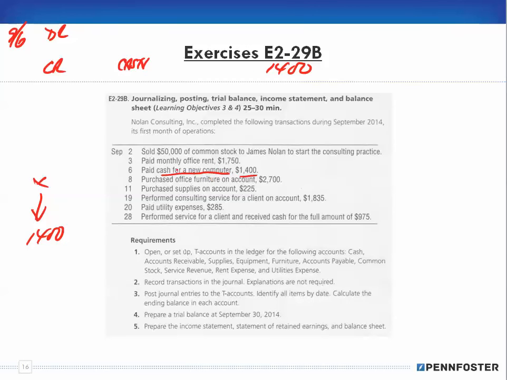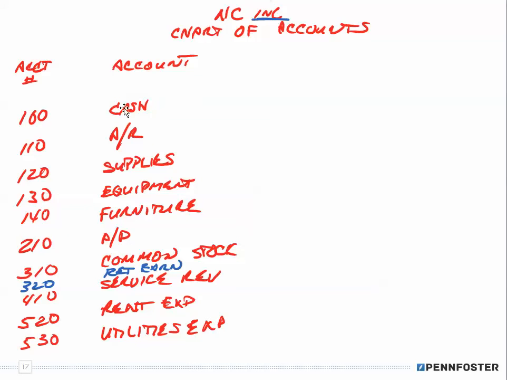Now, and this is what I mean. Paid cash for a new computer. Okay. Well, if you're not looking at your chart of accounts, you'd say, oh, a new computer, so I'm going to debit computers, right, for 1,400. And that's what some people will do. And when they do that, that entry is wrong, okay? Why? Because where is the account called computer? You don't just add in an account just because you think it should have one, okay? No, you take what you have and you use what's there.